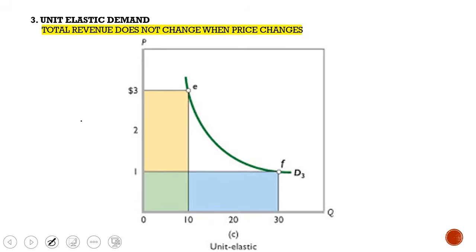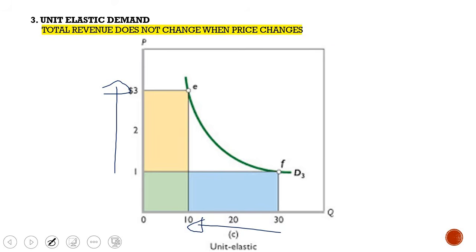Now we look at unit elastic demand for your total revenue test. Now, for your total revenue test, it is a curved schedule or curve, right? Whereas for normal, it's just a straight line. So here, total revenue does not change when price changes. So, for example, over here, you have $3 and $1. If we had to increase it from $1 to $3, then our quantity demanded would change from 30 to 10.